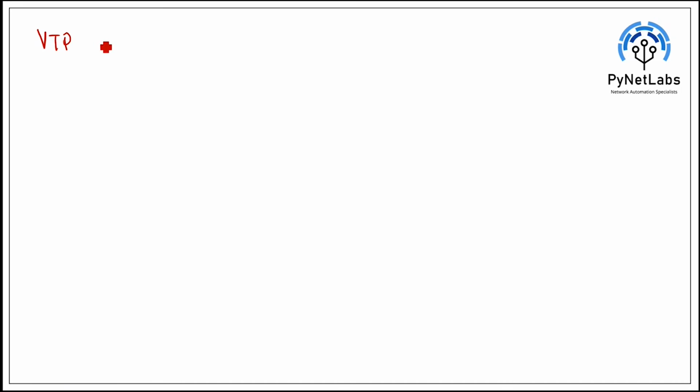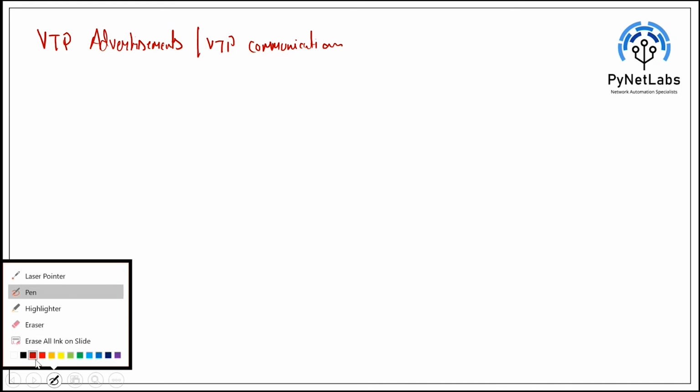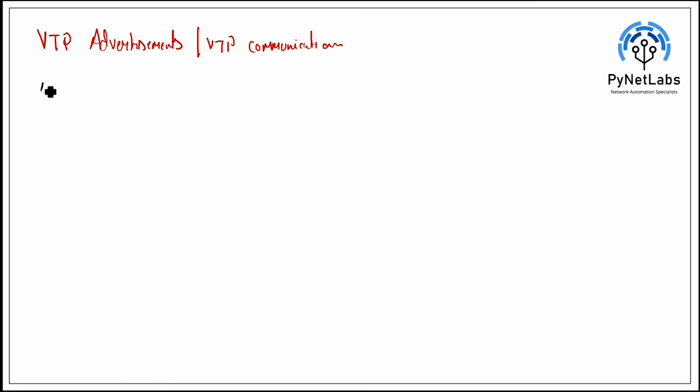Now VTP advertisements, or you can say VTP communications. How is it going to work, and how is the data forwarded inside the network from one switch to another? This is what we are going to understand in this part. Basically, VTP uses a multicast address to advertise its updates.